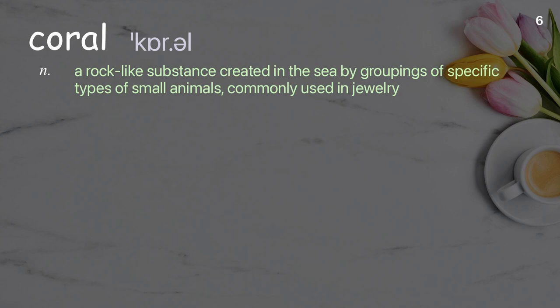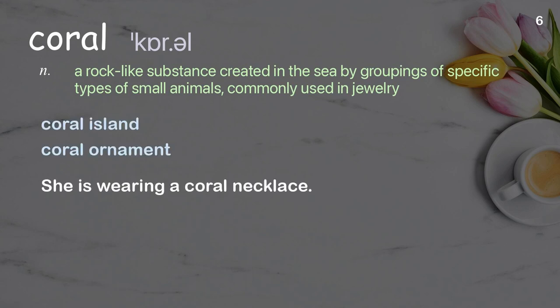Coral. A rock-like substance created in the sea by groupings of specific types of small animals, commonly used in jewelry. Examples. Coral island. Coral ornament. She is wearing a coral necklace.